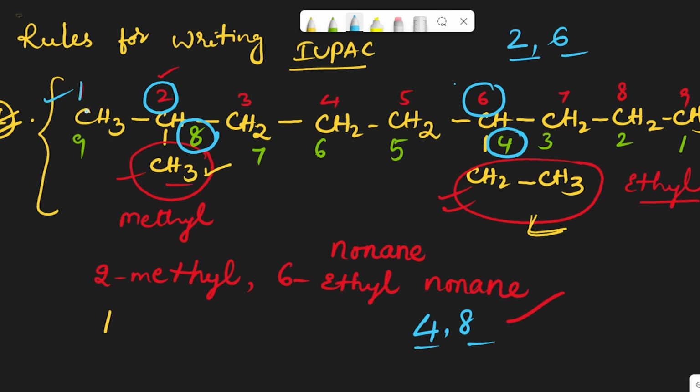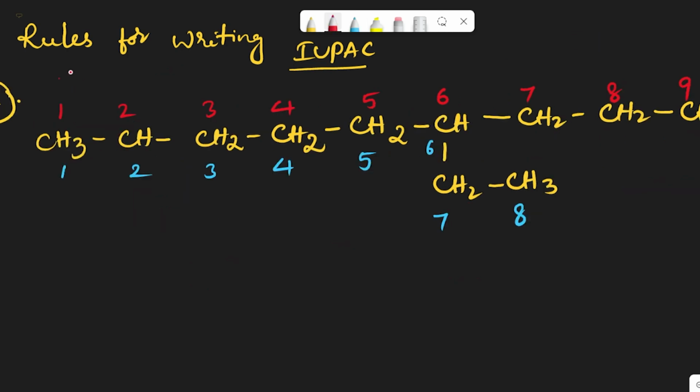Because the rule is that the numbering is done in such a way that the branched carbon atoms, the substituents, get the lowest possible number. So that's why here 2, 6 are the correct numbers, not 4 and 8. So this is the rule number 1. You have to remember this rule, okay? So now let us see the rule number 2.